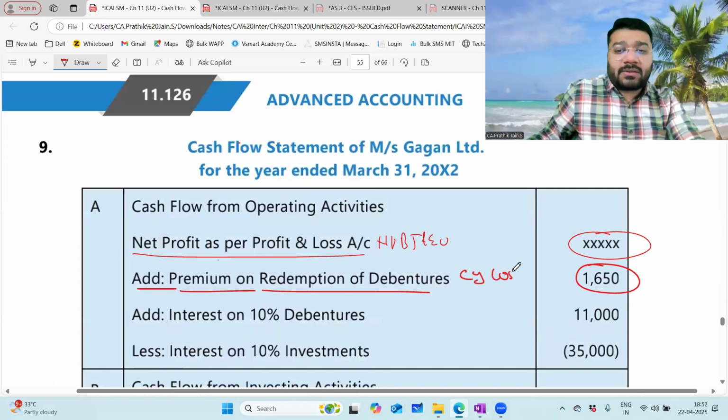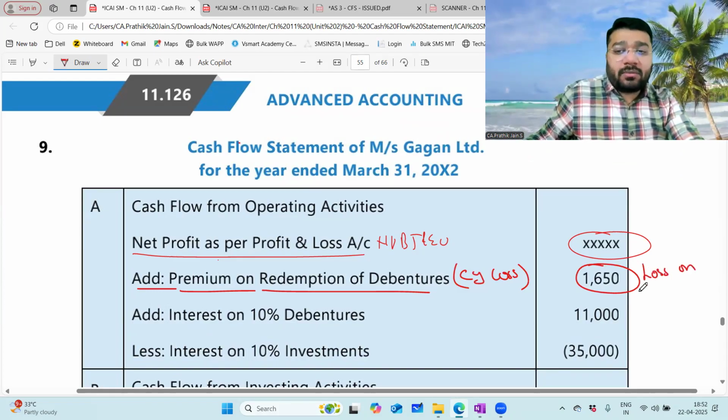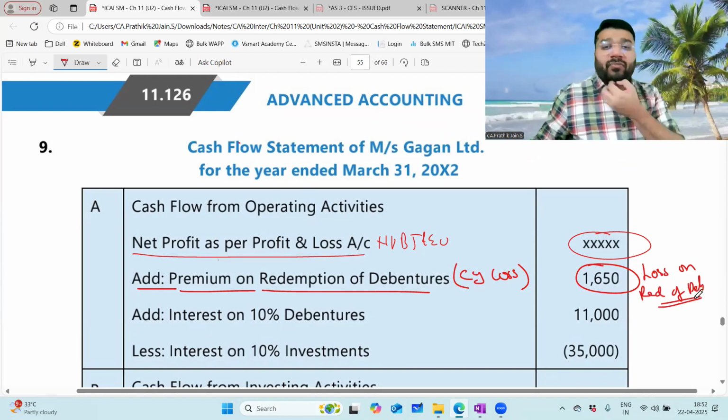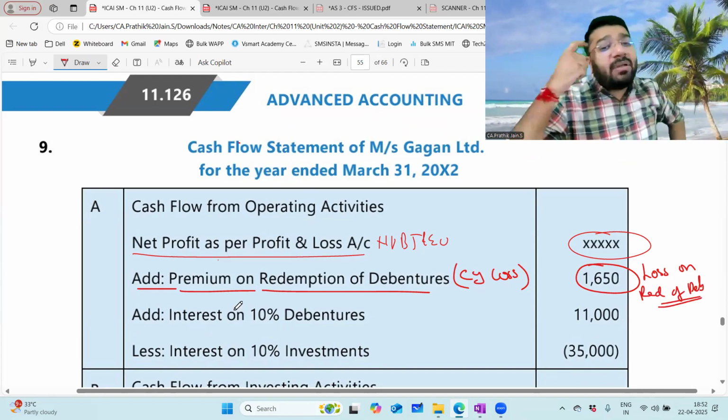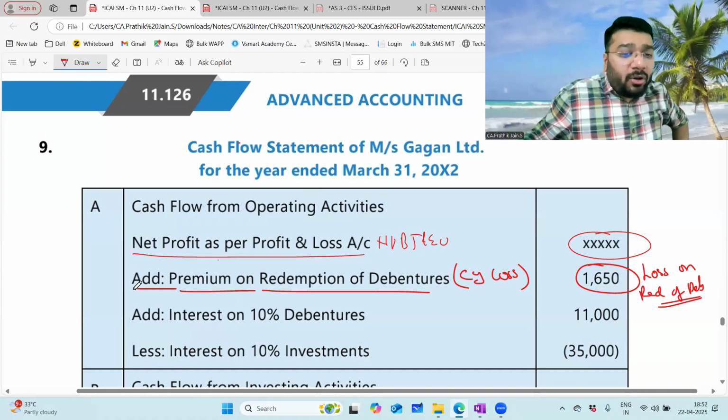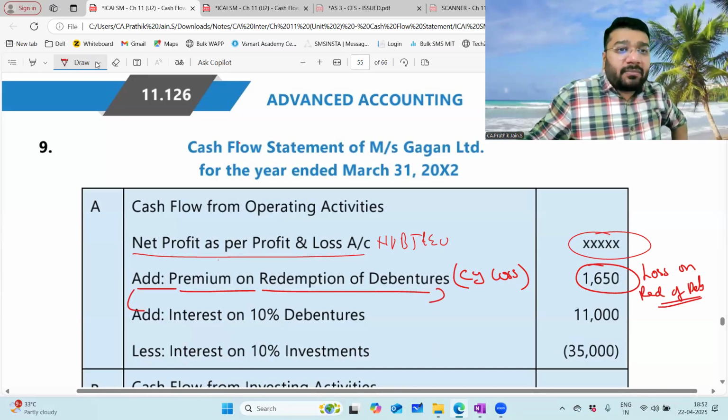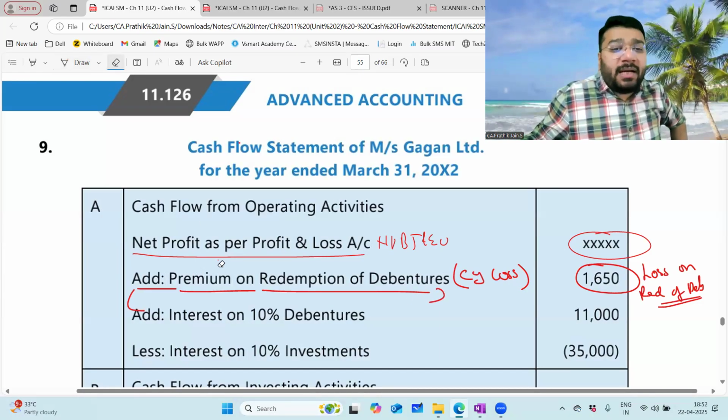Current year loss: loss on redemption of debenture. Please write it down. You can write in bracket also. Add premium on redemption of debenture either in bracket or below. Somewhere please write it. So this is nothing but loss on redemption of debenture, which is known to you only, in the current year.